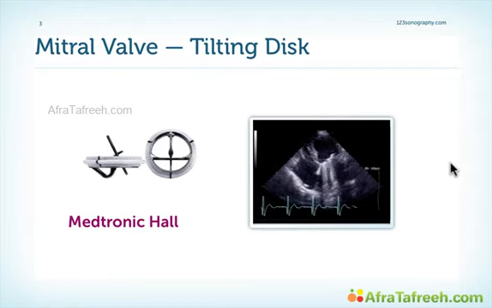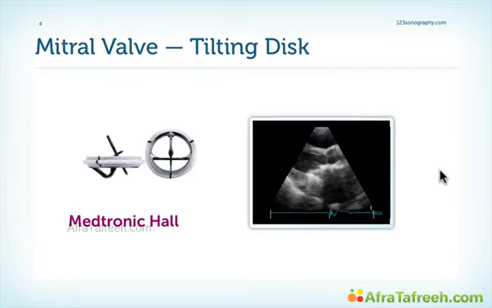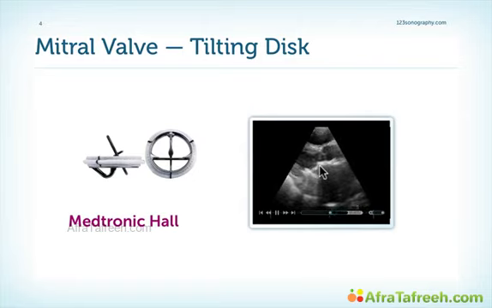This might be difficult to visualize, so you have to rotate the transducer until you really see this one disc open and close nicely. Here's another patient, also with a tilting disc valve, this time a parasternal long axis view. Again, you can see that there's only one disc which opens and closes. You can also see the shadowing of the mechanical prosthesis down here.